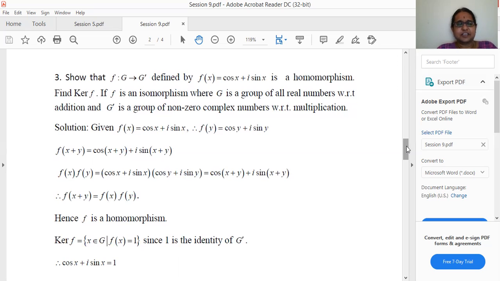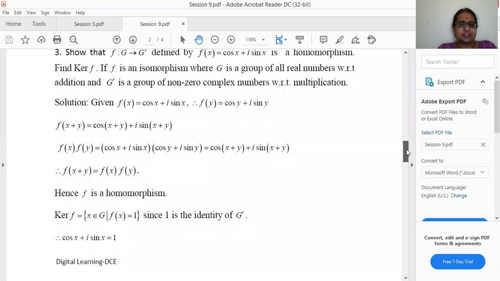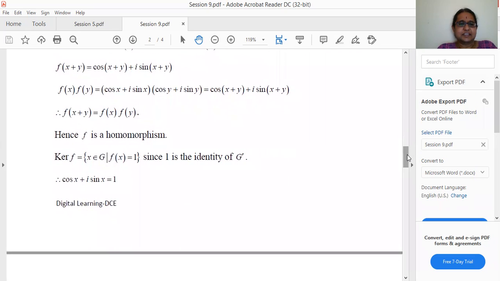Here we are using the cos(a+b) formula and the sin(a+b) formula. Now from this what we can observe is f(x+y) is equal to f(x)·f(y). Since the condition is satisfied, f is a homomorphism. Now we shall find the kernel of f. Kernel f is the set of all x belonging to G such that f(x) is equal to 1. Under the definition of kernel, this f(x) will be equal to the identity element of the codomain.